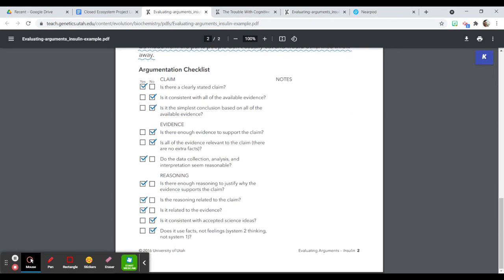So here you see the checklist for the reasoning. When you start to write your claim, evidence, reasoning, you want to look at this checklist and ask yourself, can I say yes to all of these things?